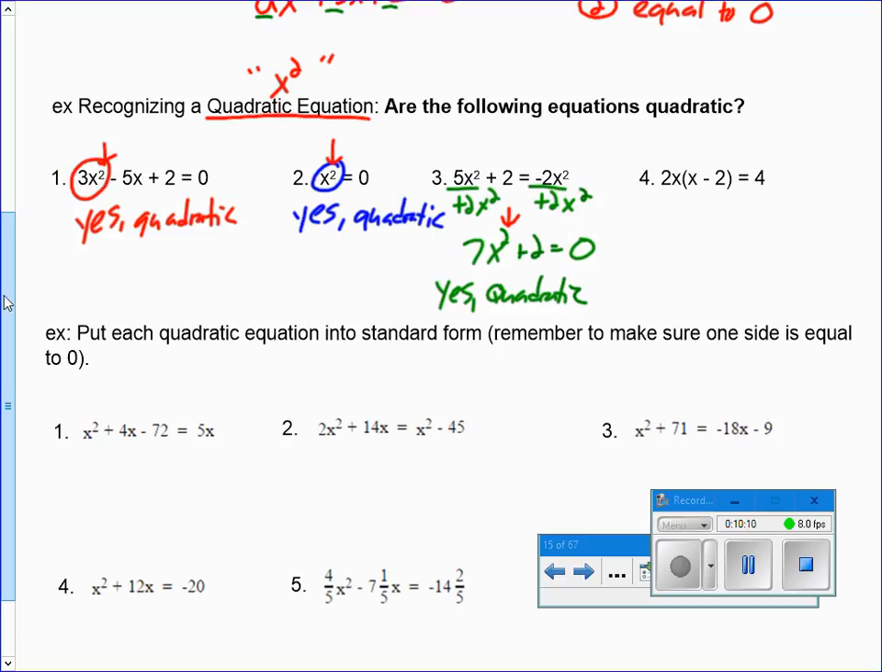Alright, last one's a little tricky. Sometimes we look at this and we don't see an x squared. Maybe it's not quadratic, but if we actually go through the process of putting it in standard form, we see it is quadratic. Right, and that came from subtracting 4. So again, just like the other ones, we have our leading term, x squared. So this one is also quadratic, even though it didn't look like it at first.